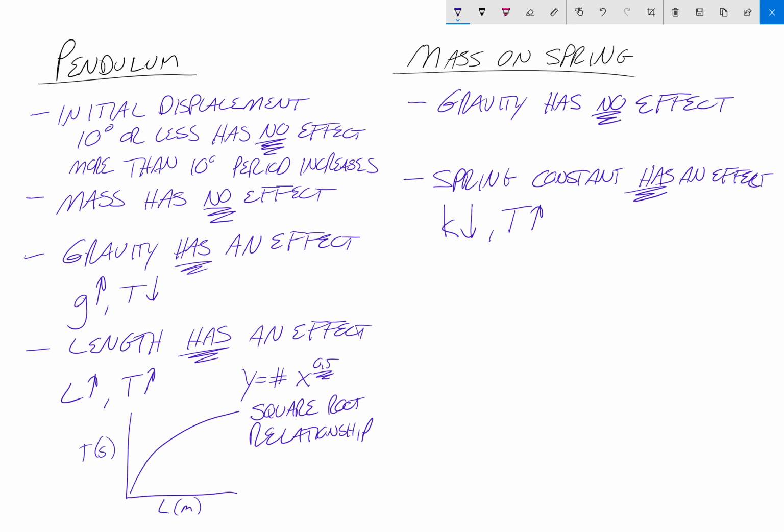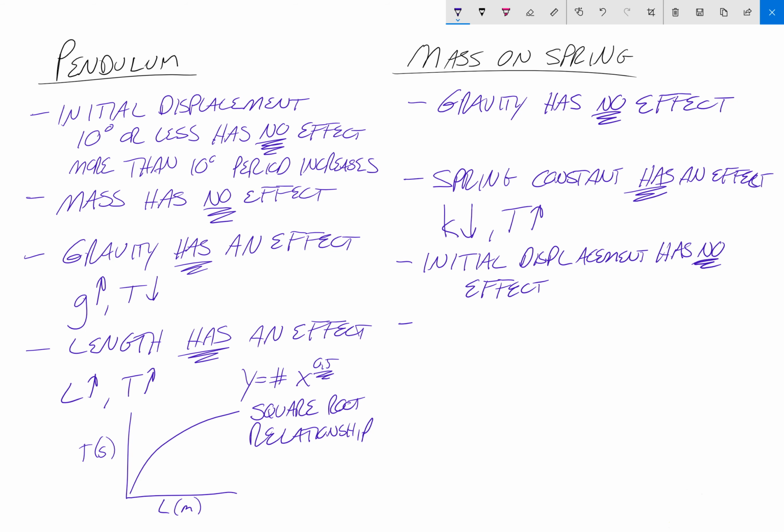Now, the last thing that we tested was the mass having an effect, but before we talk about that, the initial displacement. This was a little questionable for some people, but the initial displacement has no effect. Again, if you timed it yourself and the numbers were reasonably close to each other without any necessary pattern, it has no effect.